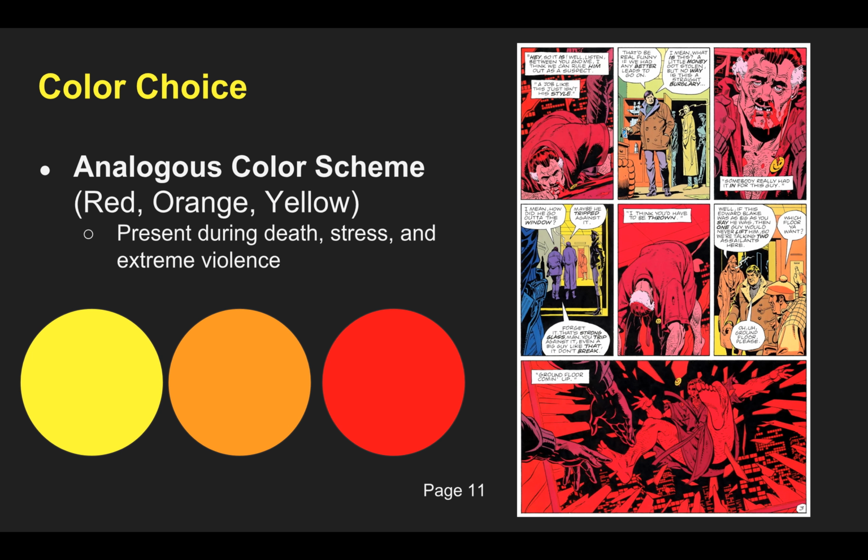Color also plays a huge role in creating a certain mood that the comic book creators want us to feel. An analogous color scheme of yellow, orange, and red is used in multiple places in Watchmen during times of death, stress, and extreme violence. Right off the bat on page 11, in chapter 1, the entire breakdown of how the Comedian was murdered is depicted in the black, orange, and red color scheme. Also, his yellow button is in every panel.